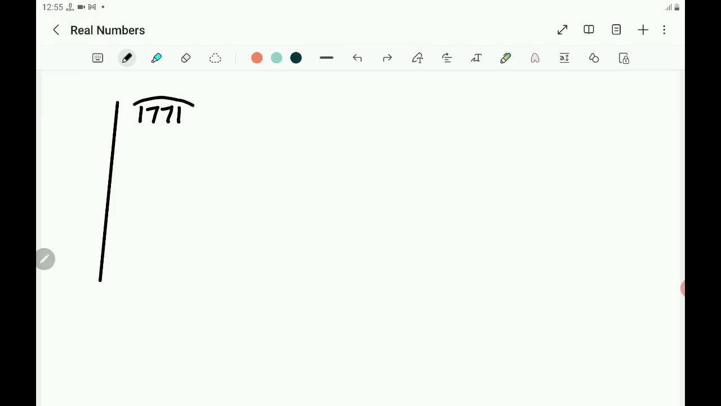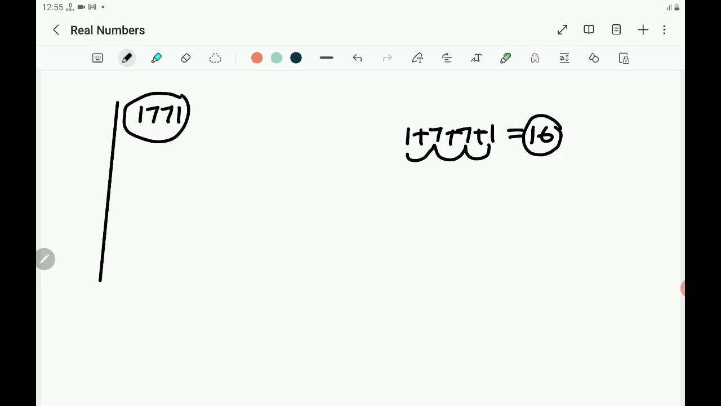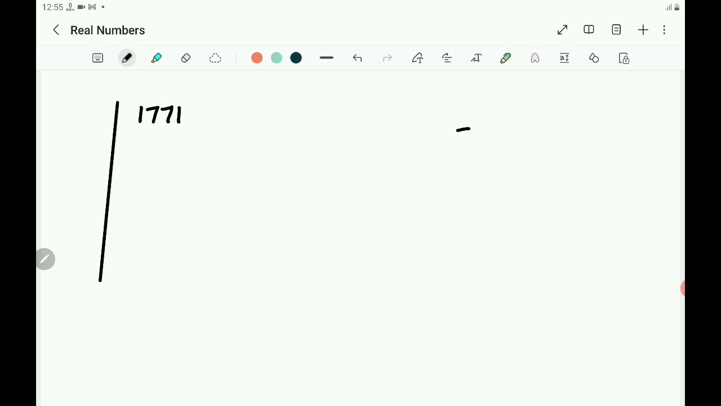Then how will you check whether it is divisible by 3 or not? Add all the digits. 1 plus 7 plus 7 plus 1 equals, it becomes 1 plus 7, 8, 8 plus 7, 15, 15 plus 1, 16. So you got the sum 16. And 16 is not divisible by 3. Therefore this 1771 is also not divisible by 3, means it is not in the table 3.